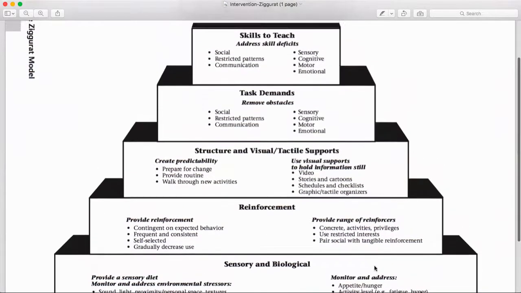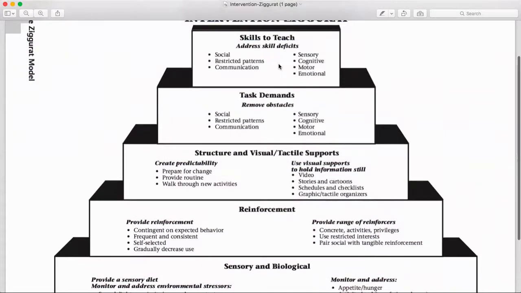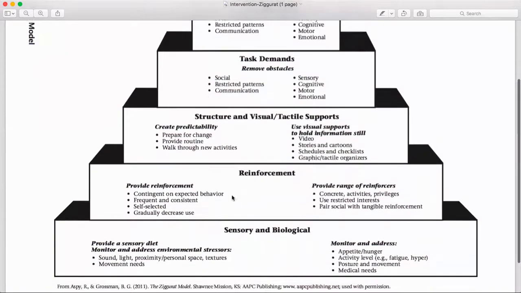So a lot of times we'll have teachers that just want to start here at skills to teach, and they really want to just start getting into the cognitive piece. But we have to really start here and think about what they need in their sensory and biological area of need.